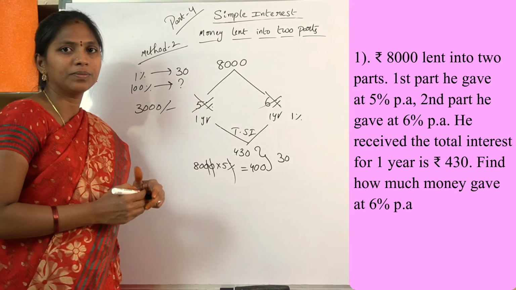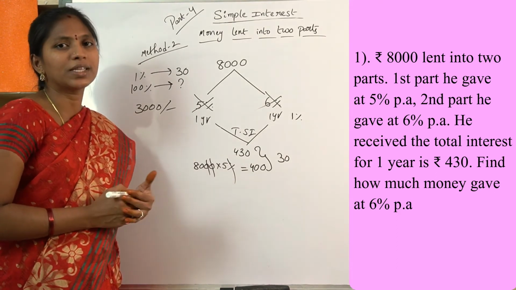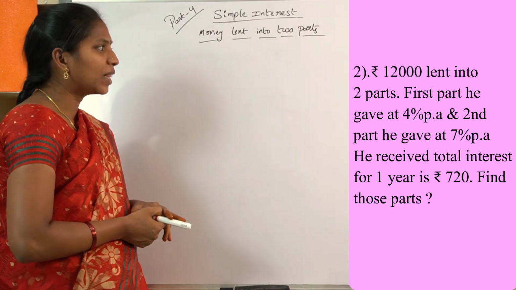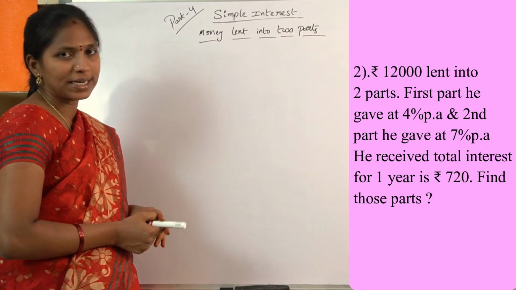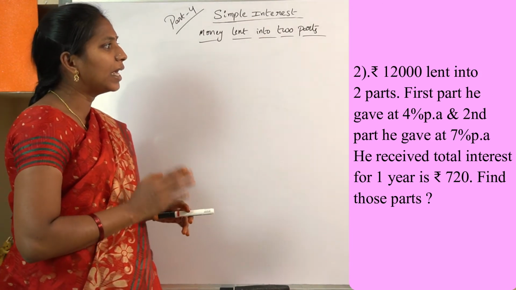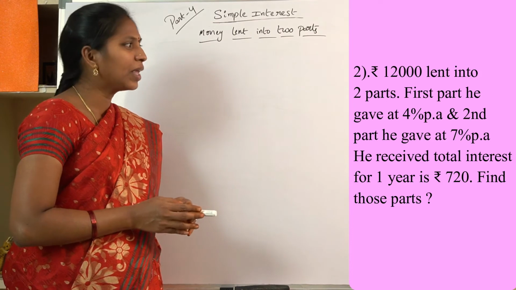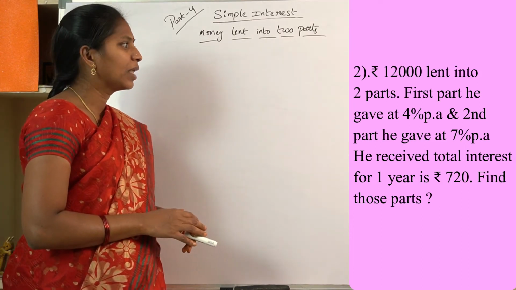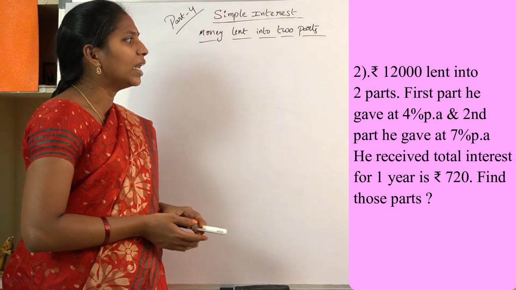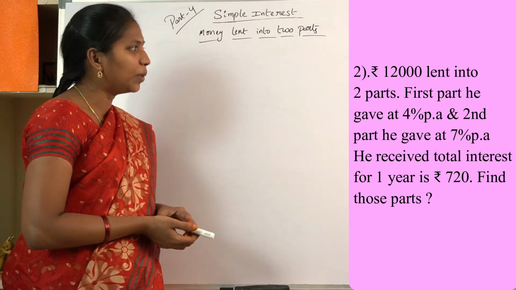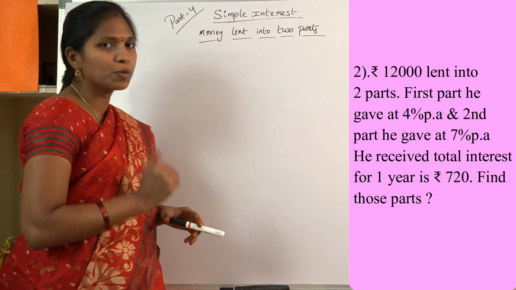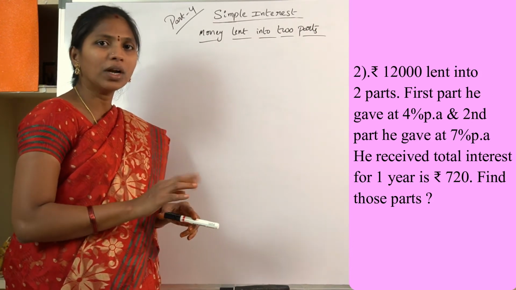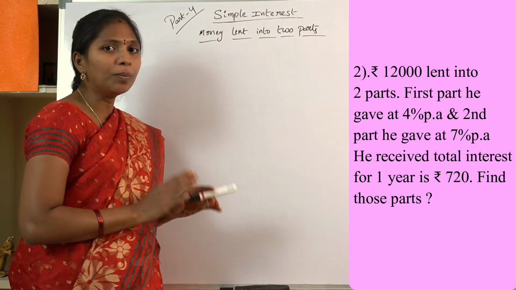This is second method. Now let us move to the next question. Rupees 12,000 lent into two parts. First part he gave it at 4% per annum and second part he gave it at 7% per annum. He received total interest for 1 year is 720 rupees. Find those parts. We have to find out two parts, two principal.